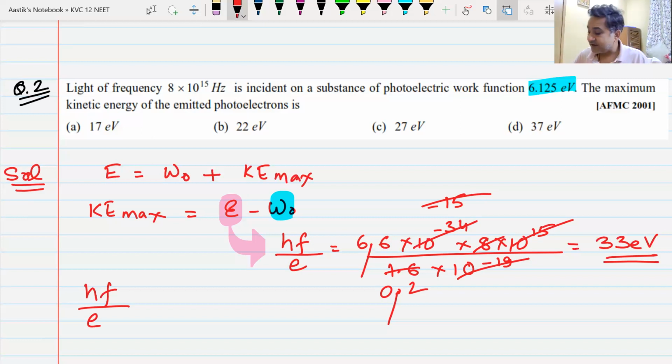Now you just subtract 6.125 from 27. You don't have to do it. You can straight away mark the answer as 27. Yes or no? Do we get this? Yes, sir. Everyone understood this? Can I have raise hands from everyone?